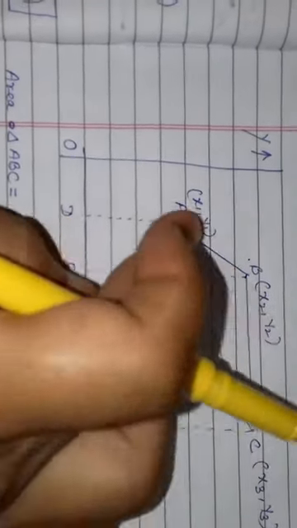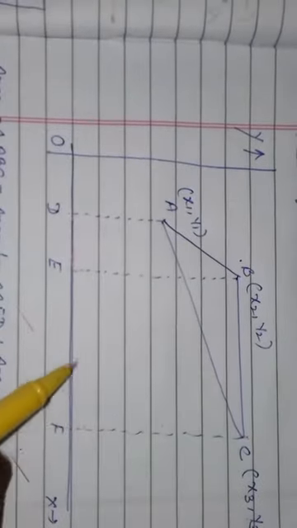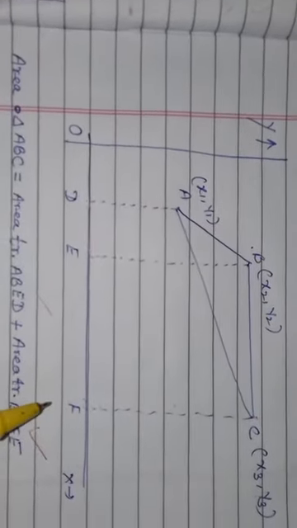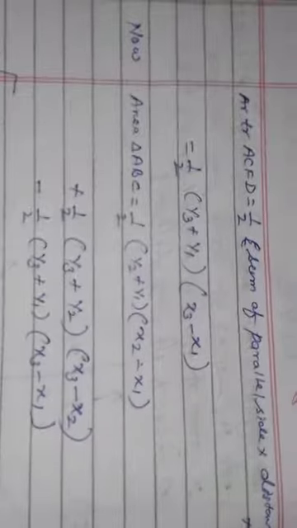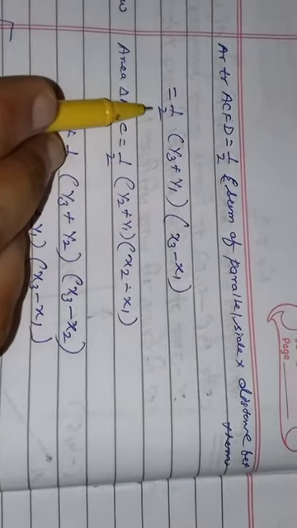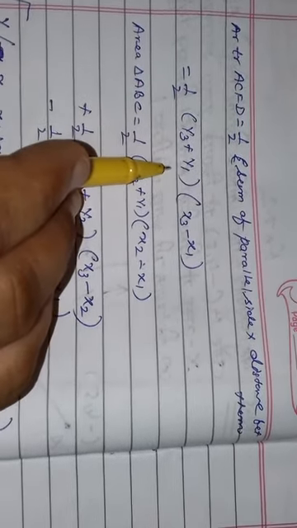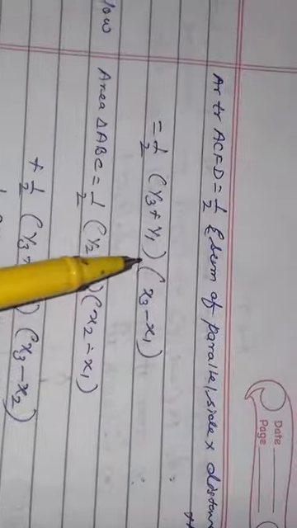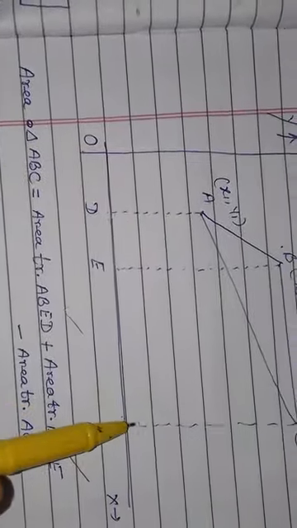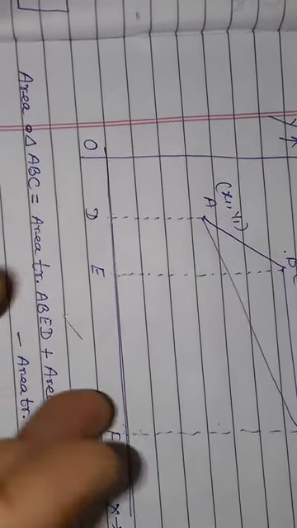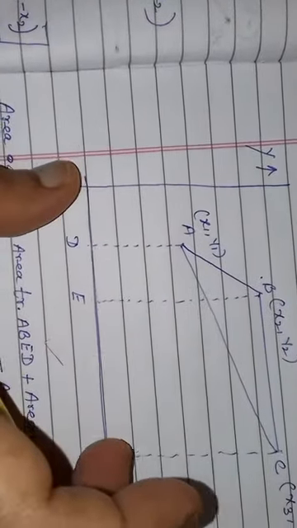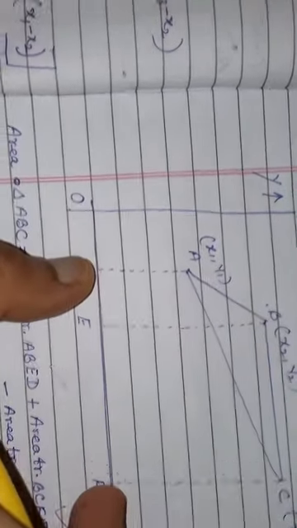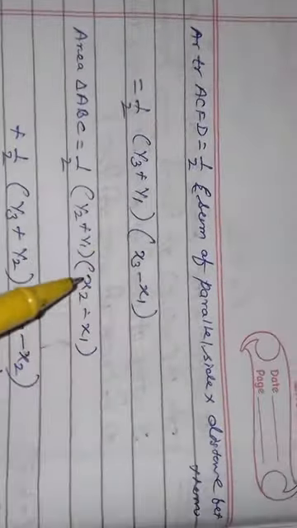So the formula for this trapezium will be 1 by 2 (y3 plus y1) into (x3 minus x1). This is x3, this is x1, so it is x3 minus x1. So it is written here.